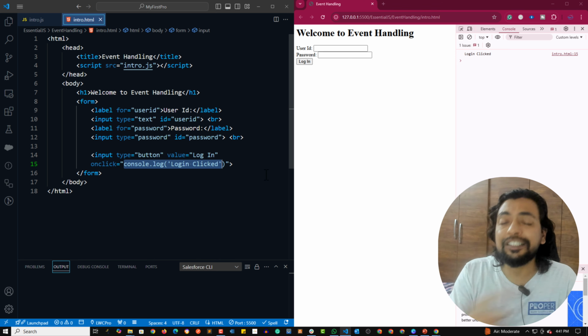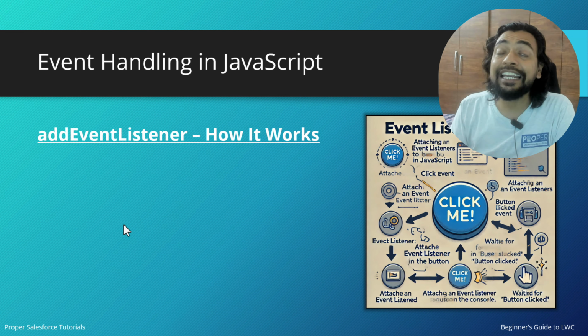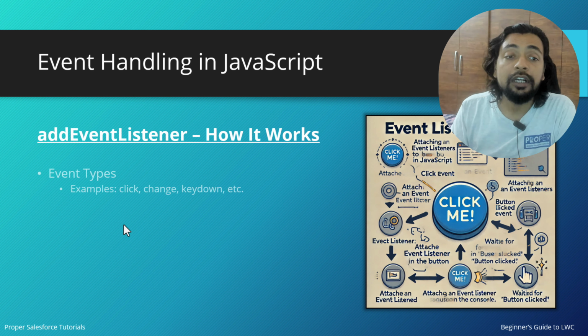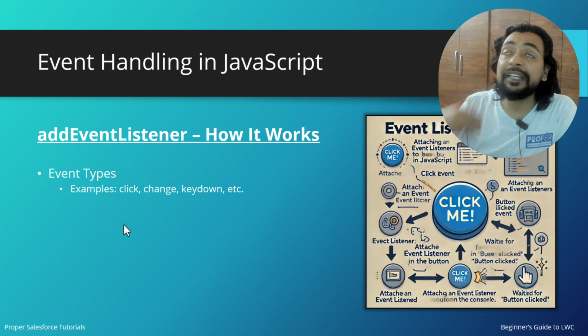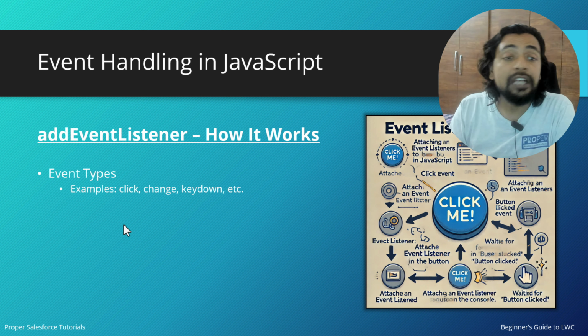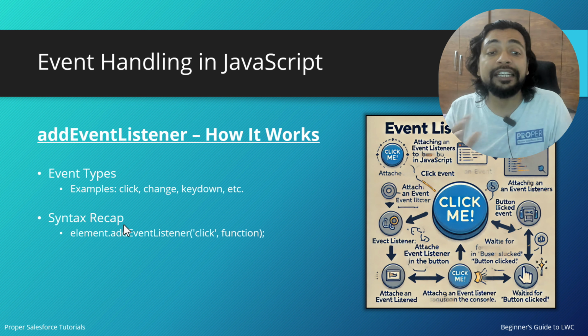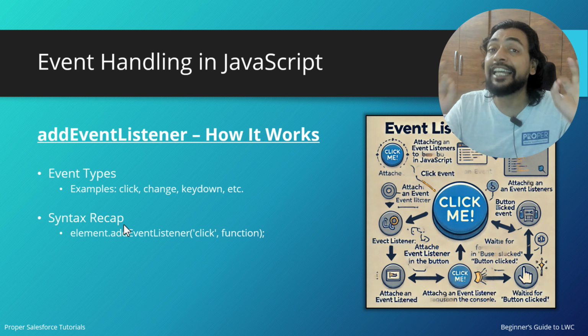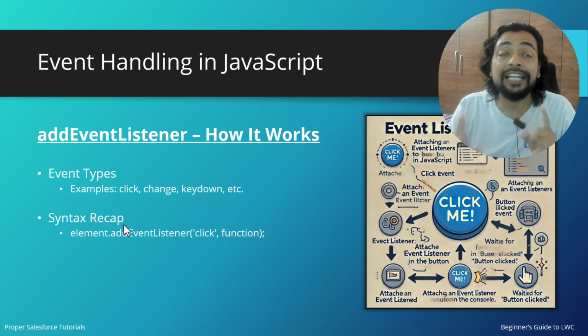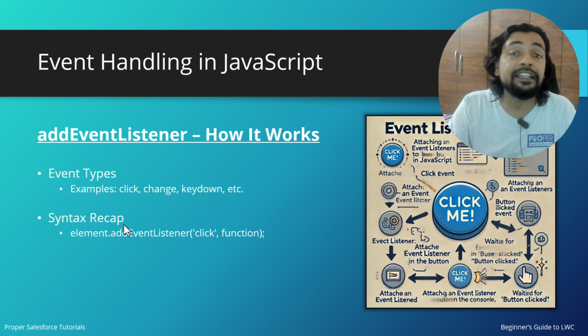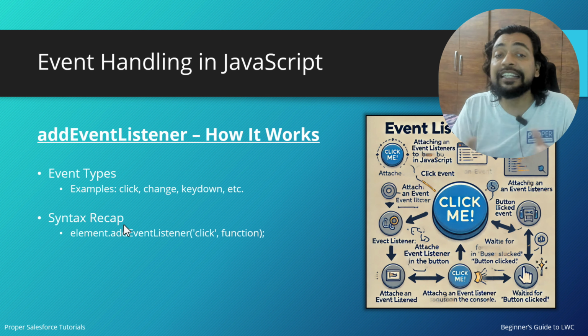But before that, let's go to the slide. Now addEventListener, how it works. So basically, there can be different types of events that you can be dealing with. It can be click, it can be change, it can be key down. Now, whichever event type you are dealing with, that specific event type name you have to mention as a parameter to this addEventListener method. So addEventListener method is called by an element.